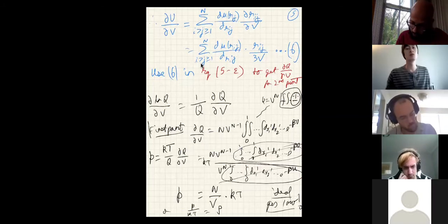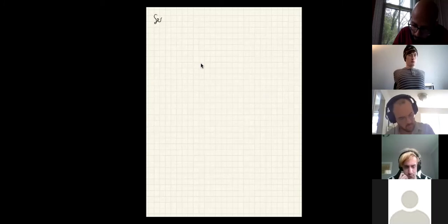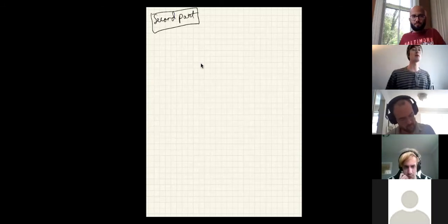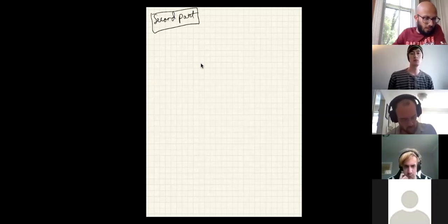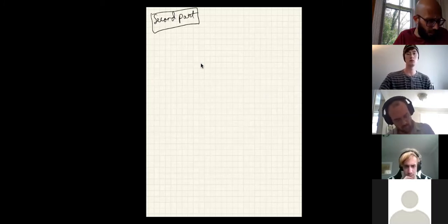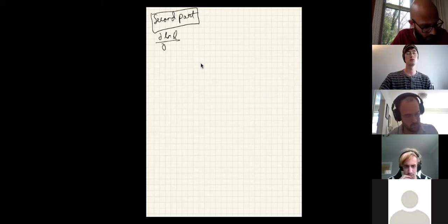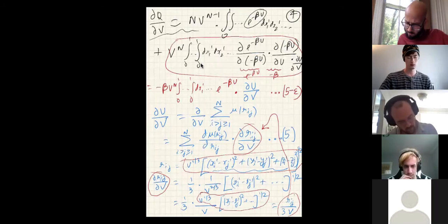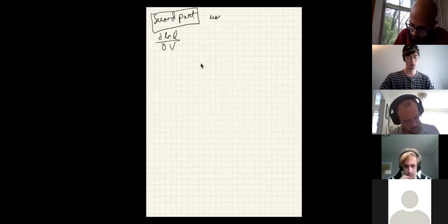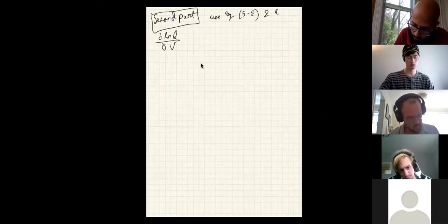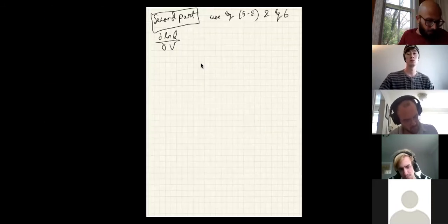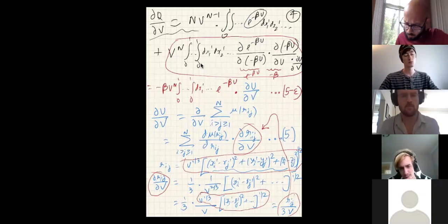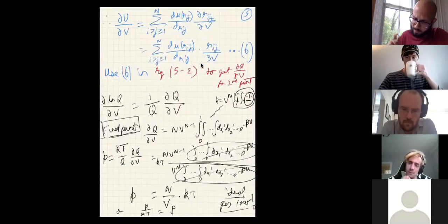So this was the first part. The second part is going to be a bit painful, but let's work through it. So what do we want to do? We want to look at partial ln Q by partial V for the second part. And how far did we get? For the second part, we want to use equation 5 minus epsilon and equation 6. So first let's state the conclusion of 5 minus epsilon for partial Q by partial V.